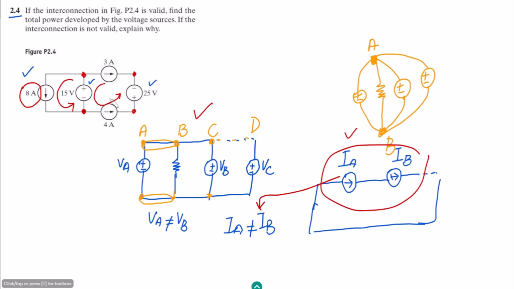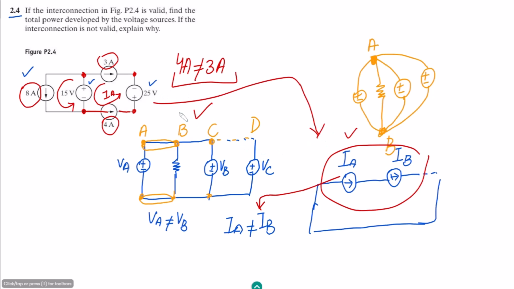But when we come to this loop, we can see that this current is the only constant one. In this branch the value is 4 ampere, while here it is 3 ampere, while this IA is constant throughout this loop. Therefore, in this loop there are two current sources, and 4A is not equal to 3A. So this circuit is just like this one, and we can see that this is an invalid circuit.